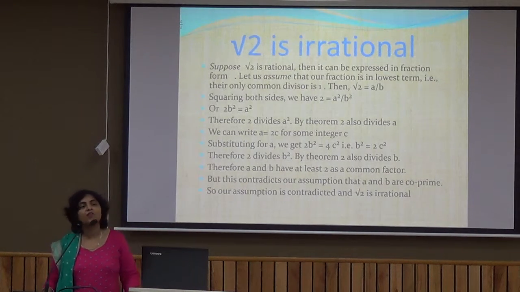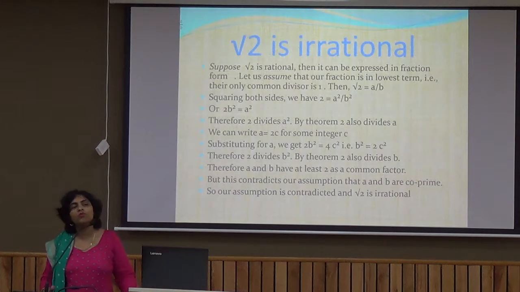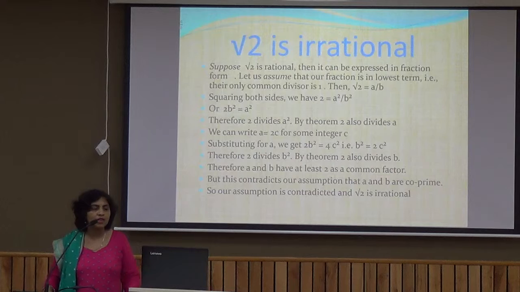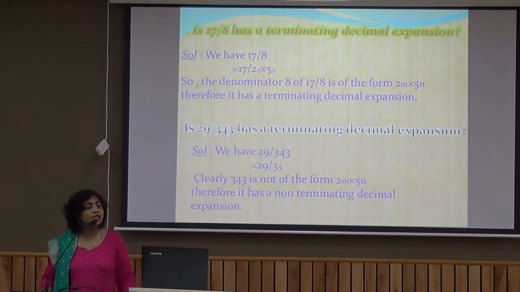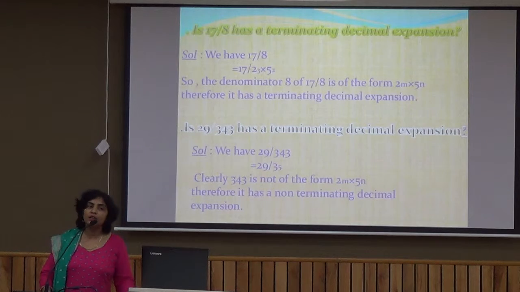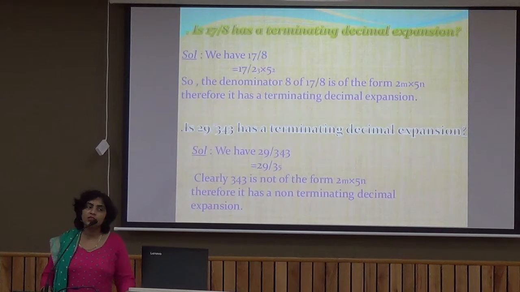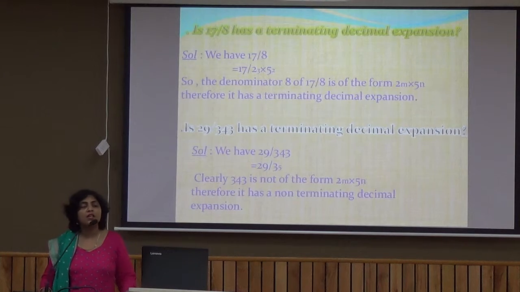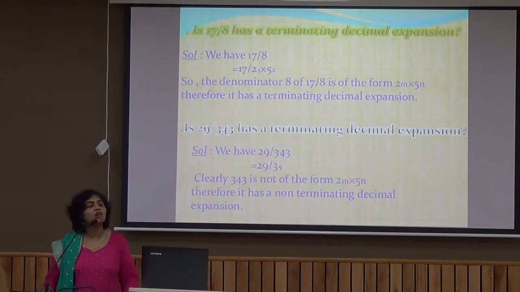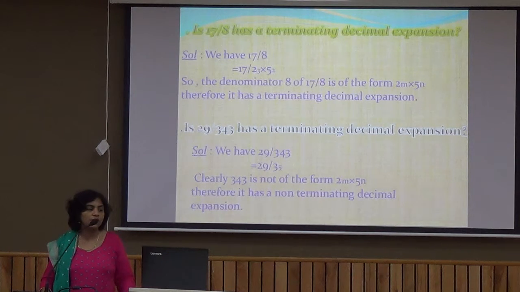Following these steps, we can always prove that the square root of any prime number is irrational. Now let's move to terminating and non-terminating decimal expansion. Any rational number whose denominator is of the form 2 raised to power m and 5 raised to power n is always terminating. But if there occurs any other factor besides 2 and 5, then the decimal expansion of the rational number is a non-terminating reoccurring decimal expansion.